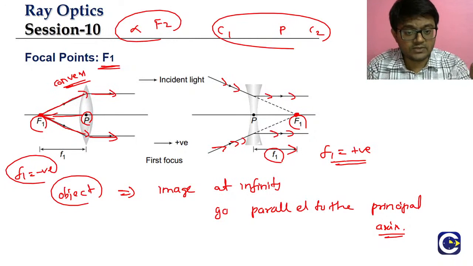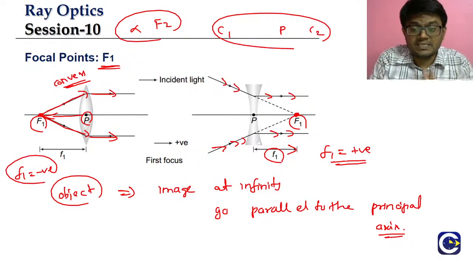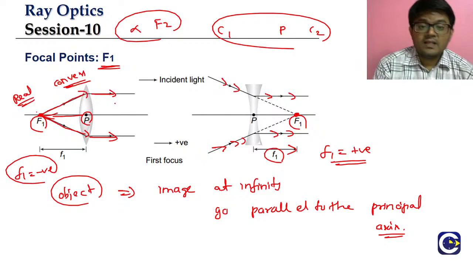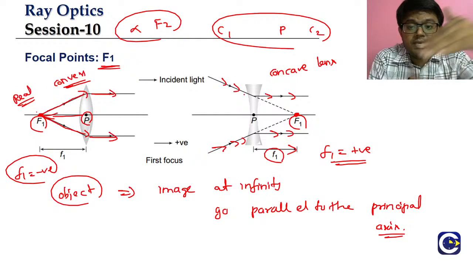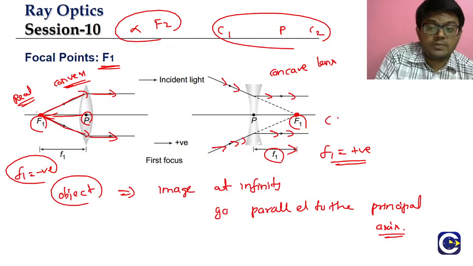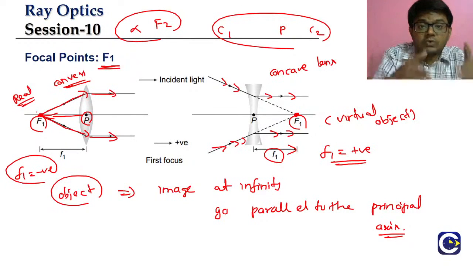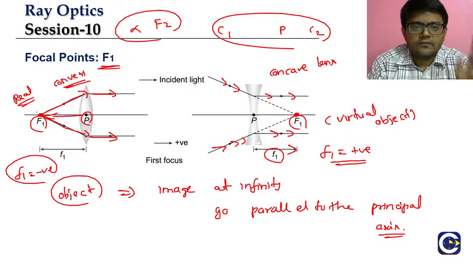So what is the basic idea of the first focal point f1? We have to take an object somewhere so that after refraction, the light rays will emerge parallel to the principal axis. In the case of the convex lens, the object you see here is a real object. But in the case of the concave lens, the light rays appear to converge to the point. What is that kind of object called? Virtual object. Remember the definition: if light rays appear to converge to a point, that point is called a virtual object. So this is about the first focal point f1.